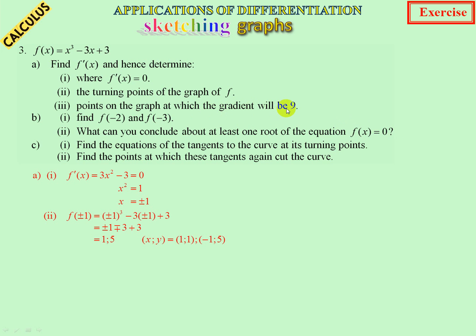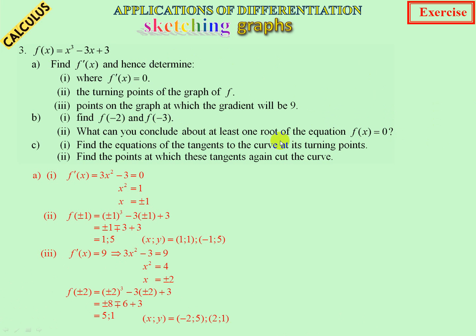Points of the graph at which the gradient will be equal to 9. Well, gradient will be 9 means the derivative will be 9. Yeah, derivative equal to 9. There's the derivative. Put it equal to 9. Solve for x. Plus or minus 2. Now we need to substitute back to get the y values. And there are our points.